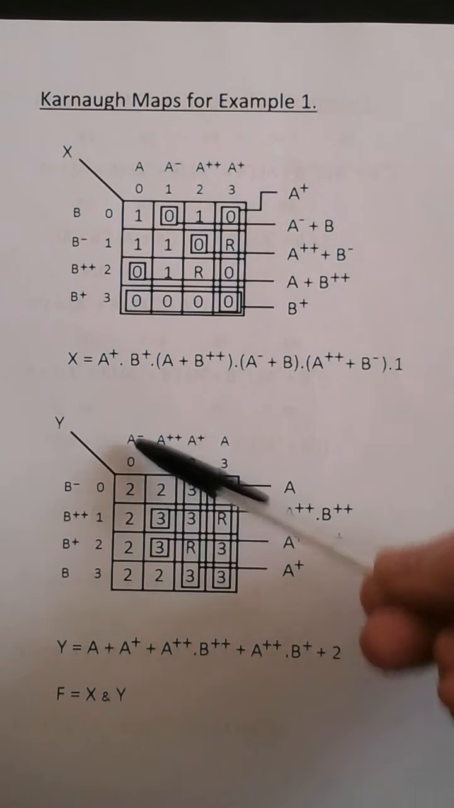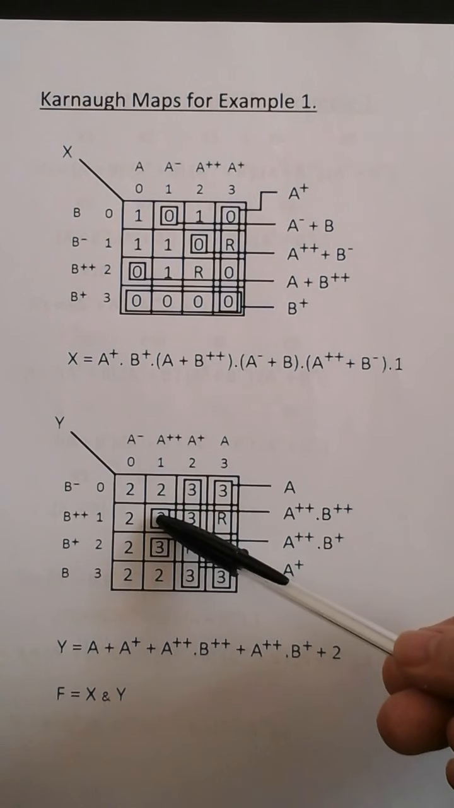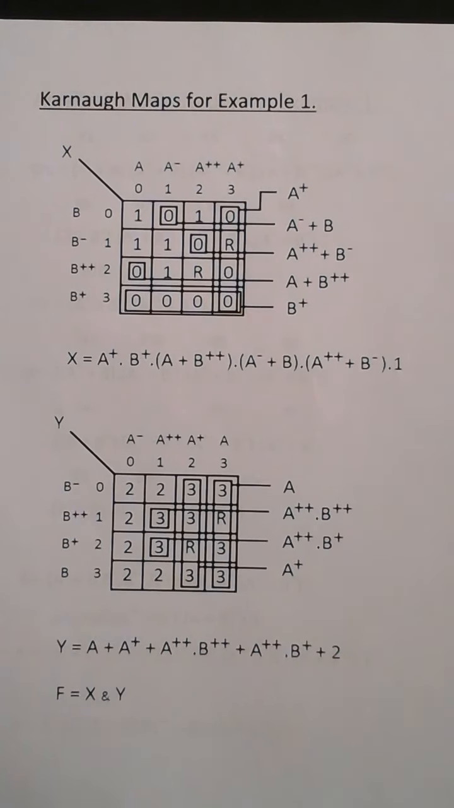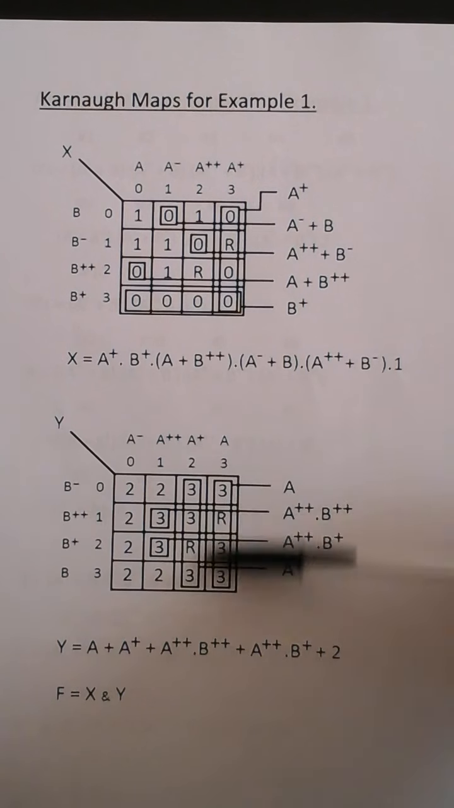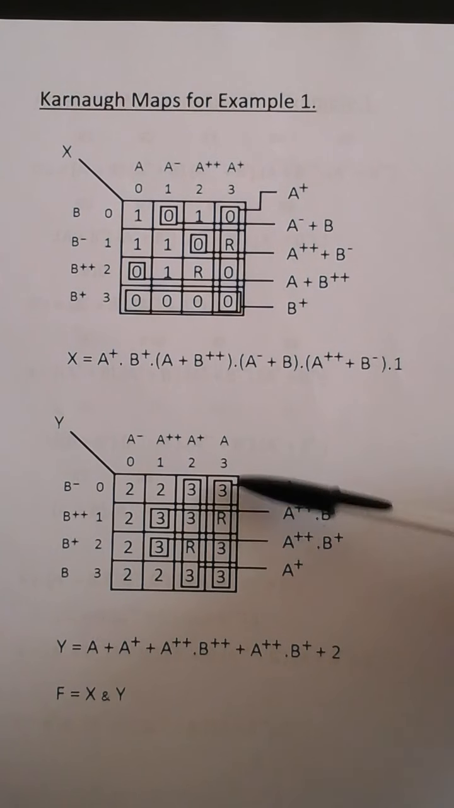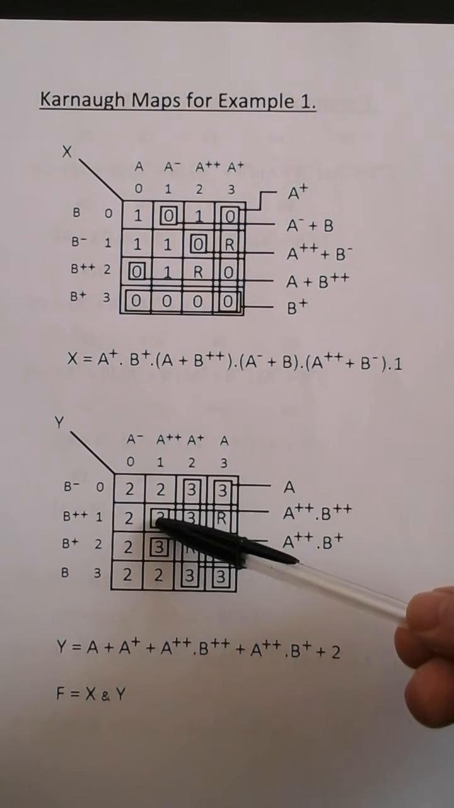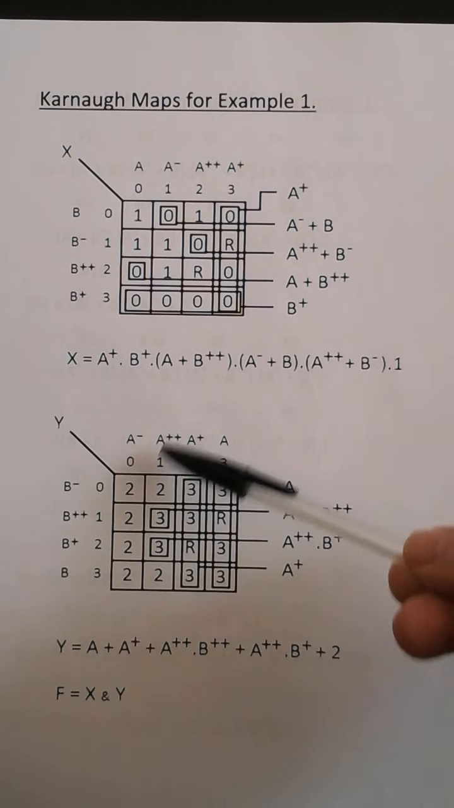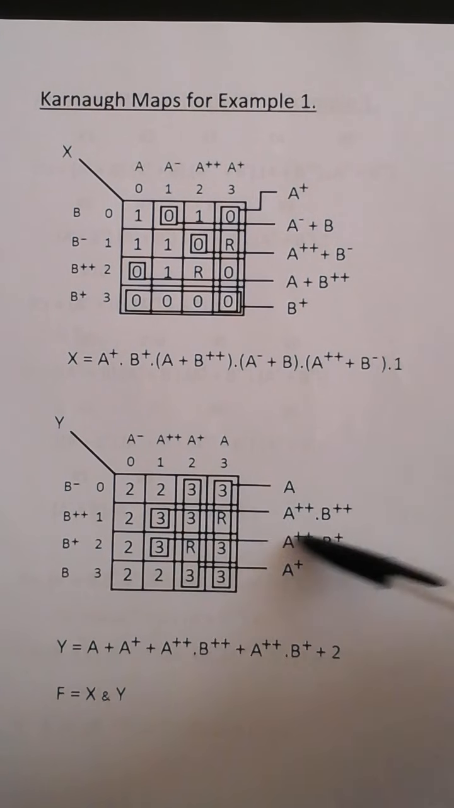Same for input B, so input A, input B. So this coordinate of the counter map is a 3, A equals 1 and B equals 1. So here are the expressions which I've looped. I've looped the entire columns here. This is equivalent to A, this is equivalent to A plus, and these coordinates here are A plus min B plus plus. Have I got that right? Yeah, A plus plus min B plus plus, and A plus plus min B plus.